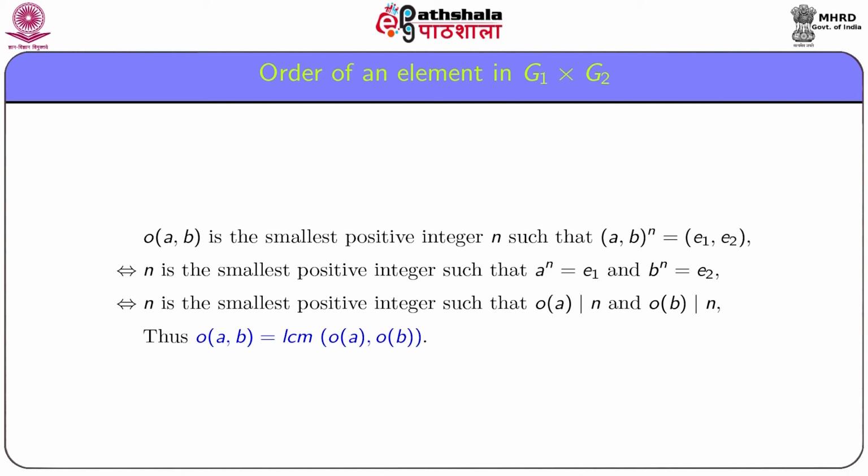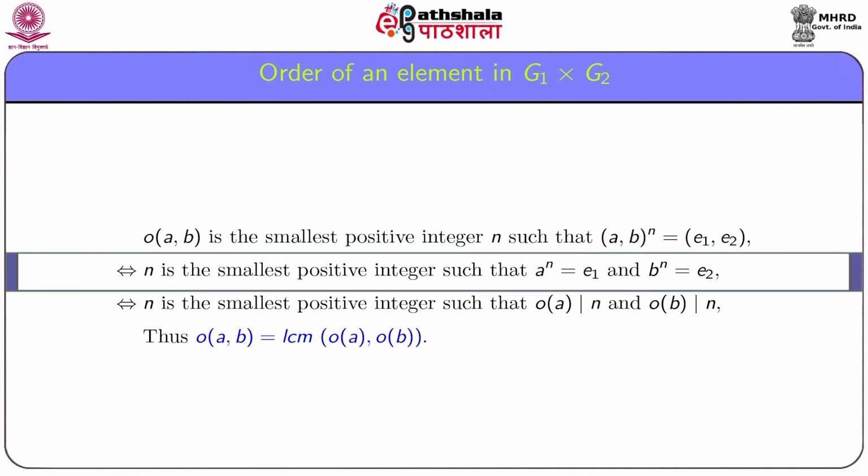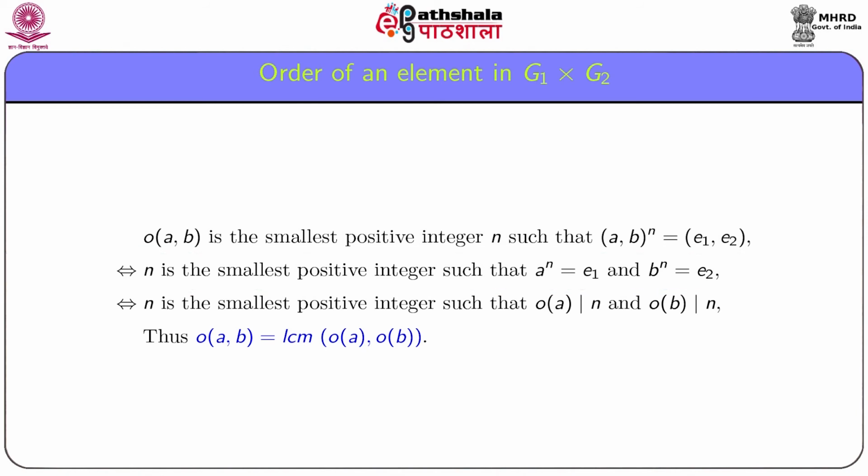Now, what is the order of an arbitrary element in G1 cross G2? Consider an arbitrary element (a,b) from the Cartesian product G1 cross G2. Then n will be the order of (a,b) if and only if it is the smallest positive integer such that (a,b) to the power n is equal to (e1, e2), the identity element of G1 cross G2.